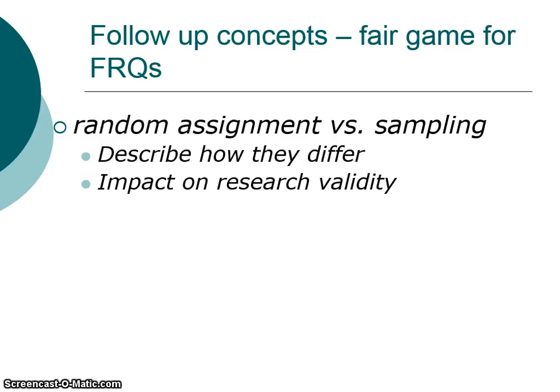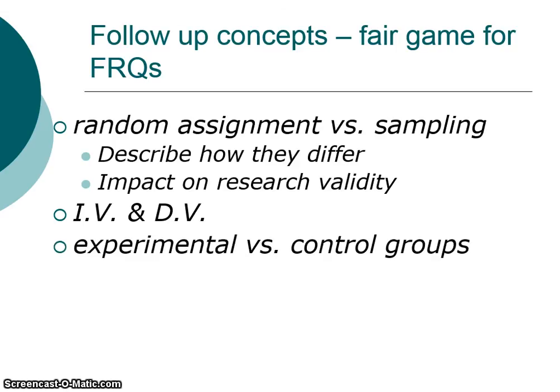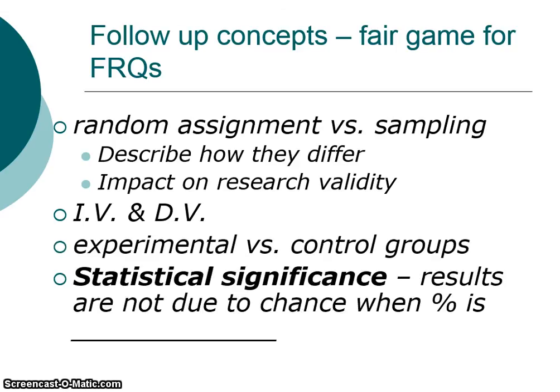Make sure you know the difference between random assignment and random sampling. Not that you'll get both of those, but whichever one you get, you have to apply correctly. And then, this better be old hat for you by now, but knowing the IV versus the DV, experimental versus control groups, and that magic number of statistical significance of 5%. If it's below 5%, we know it is not likely due to chance.